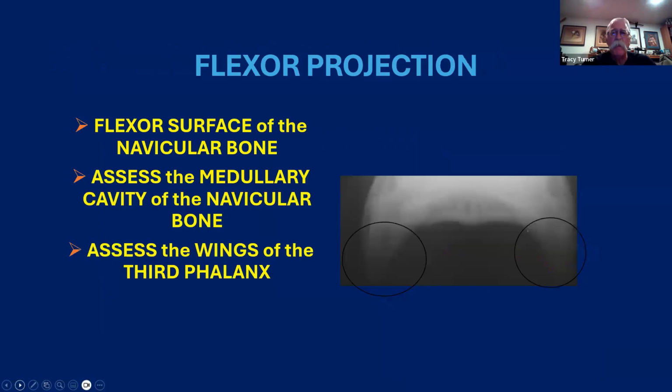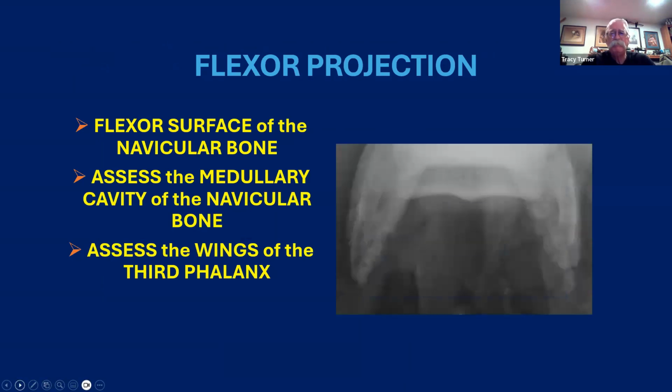Okay, next view. I think that one of the most important views that we take is the flexor projection, because it allows us to see the flexor surface, the gliding surface of the navicular bone, lets us look at the medullary cavity. You can also see the synovial fossa that are there. It allows you to look at the wings of the third phalanx independently. So this image gives you a lot of different looks.